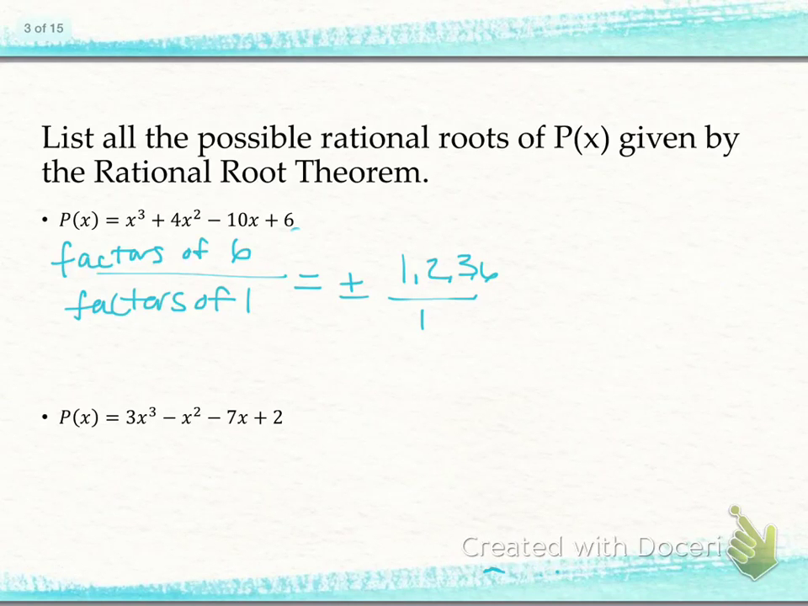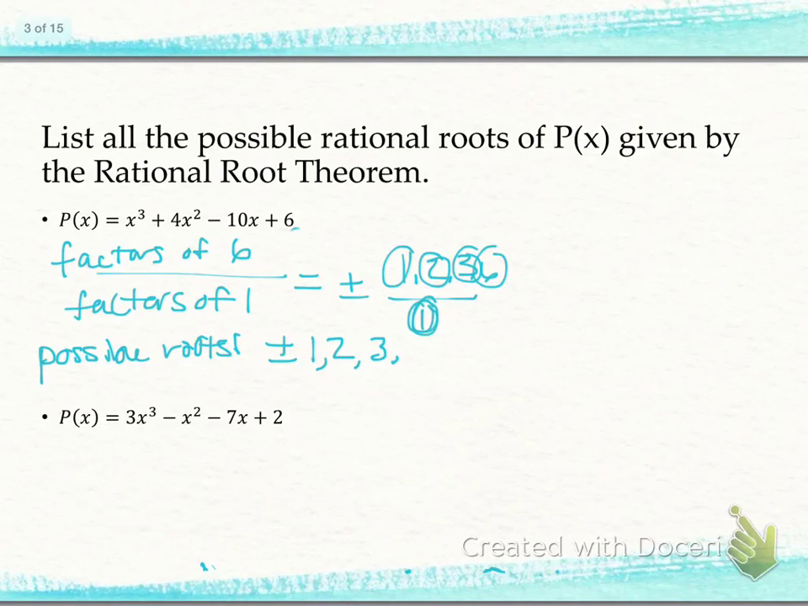So all my possible answers are now what's being divided. So if I do my possible roots here, 1 divided by 1, first we need to include the plus or minus of it. 1 divided by 1 is 1, then I do 2 divided by 1, which is 2, 3 divided by 1, which is 3, 6 divided by 1, which is 6. So there are all my possible roots.